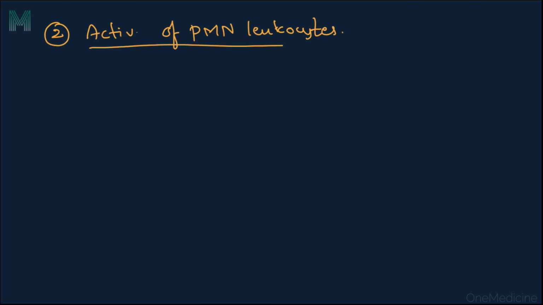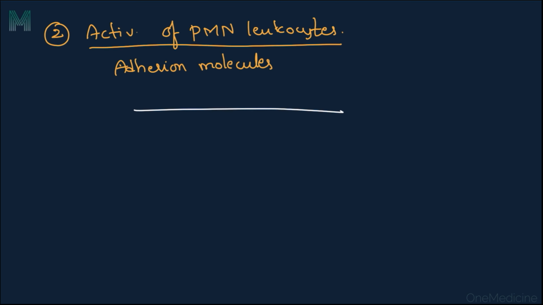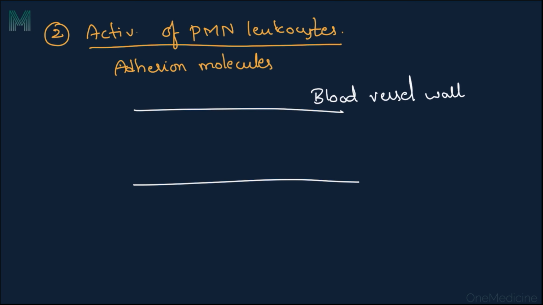The second response is activation of polymorphonuclear leukocytes. Once the polymorphonuclear cells are activated, they express adhesion molecules and they get aggregated onto the vascular endothelium. For example, if this is the blood vessel wall and this is the lumen, all the polymorphonuclear cells that are present within the lumen display adhesion molecules and they all get aggregated and attached to the vascular endothelium.